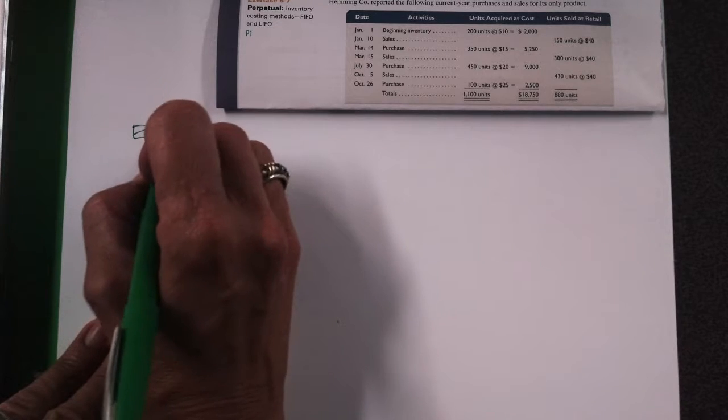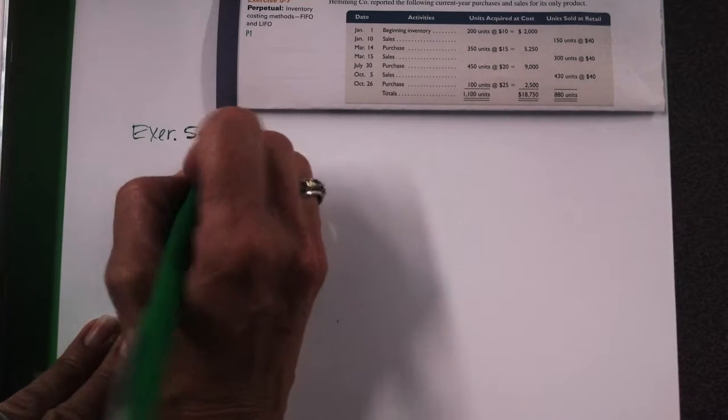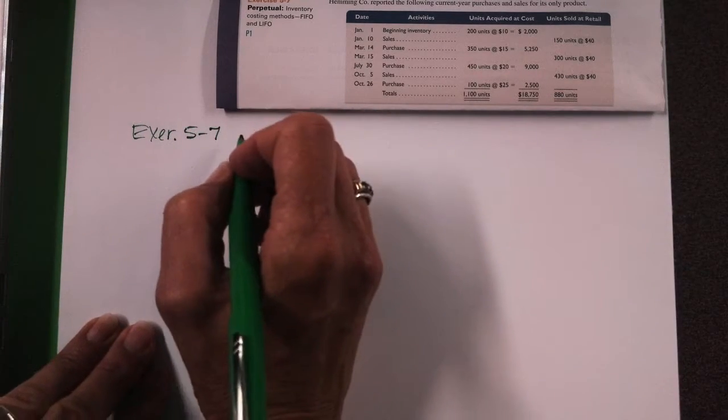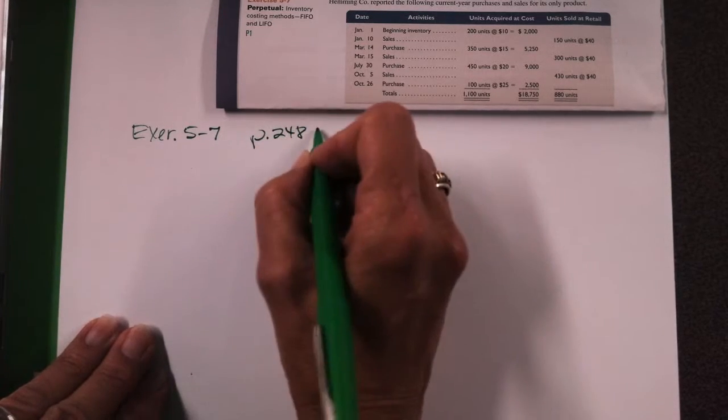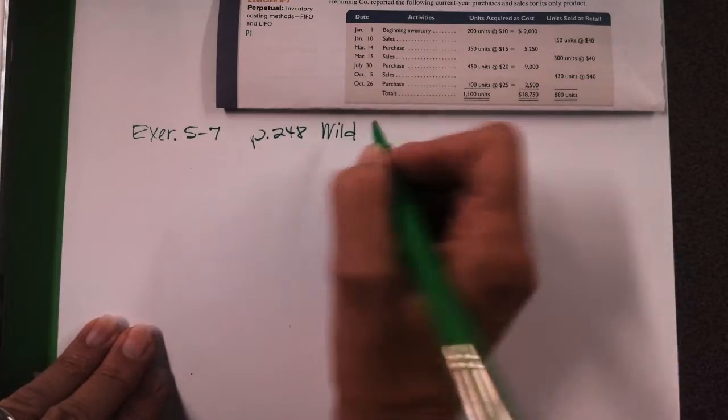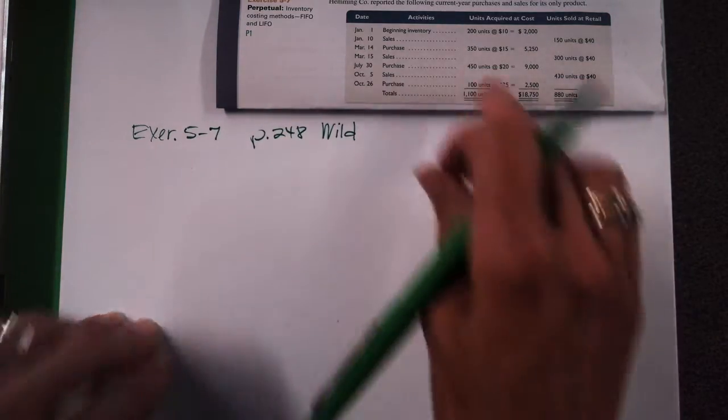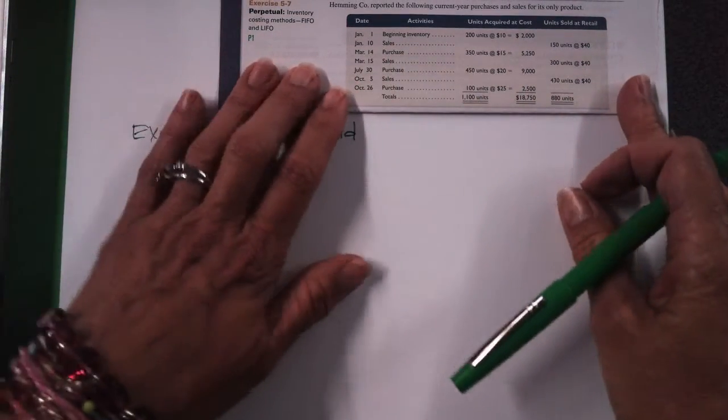We're going to do exercise 5-7. You would find that on page 248 of the Wild book. Okay? All right, so here's my problem up here above.